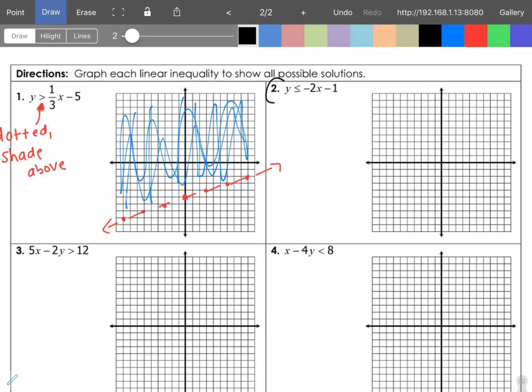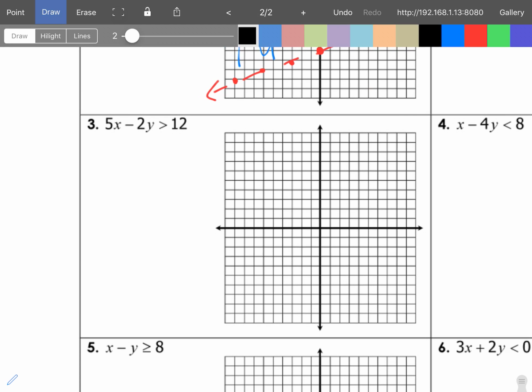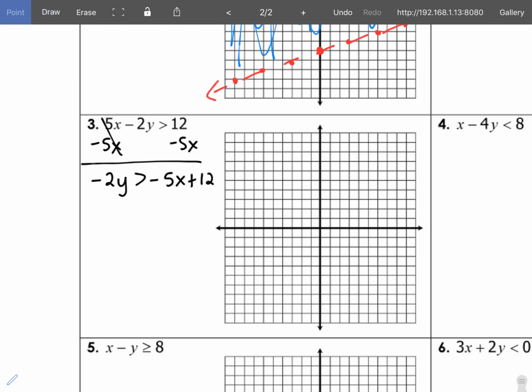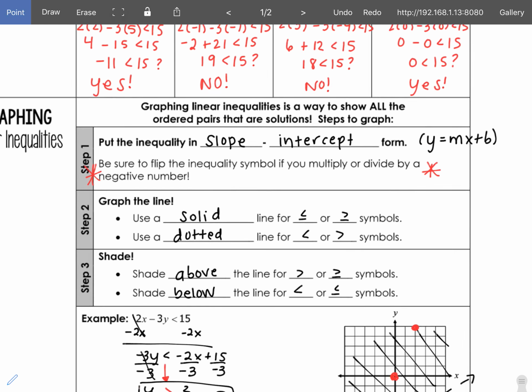Okay, I want you guys to try number 2. Let's try number 3. So now the first step here is to get y alone, right? So how do we get y alone? We're going to do the same thing, minus 5x, minus 5x. Now we have -2y is greater than -5x plus 12. Notice I just subtracted 5x. Do I have to flip the sign if I subtract?